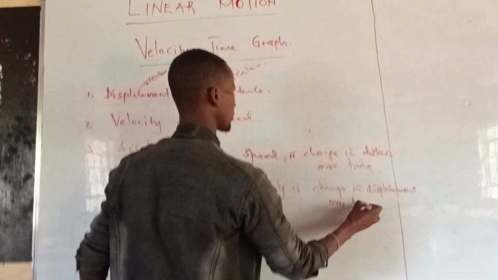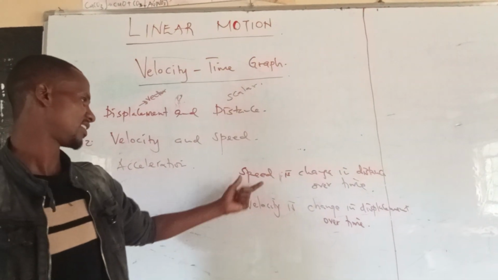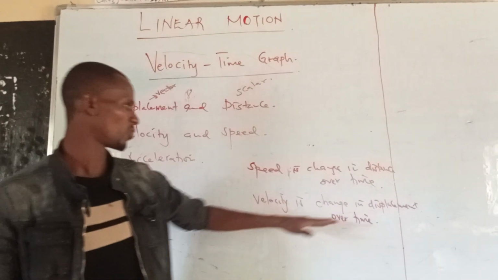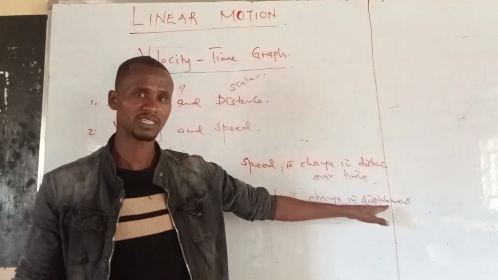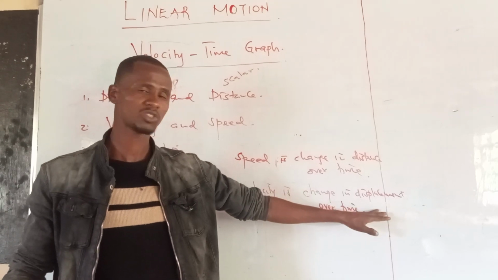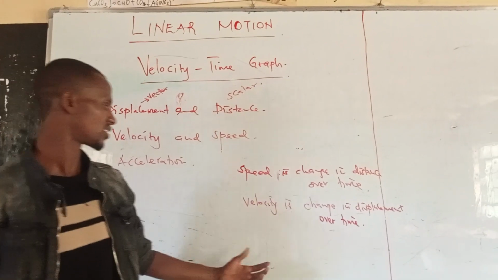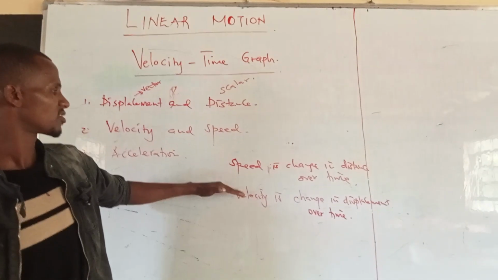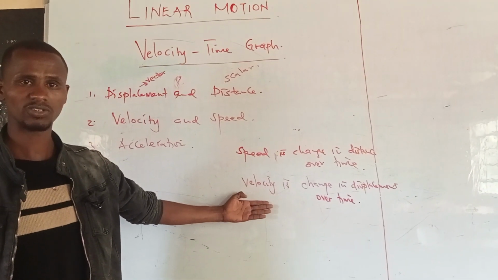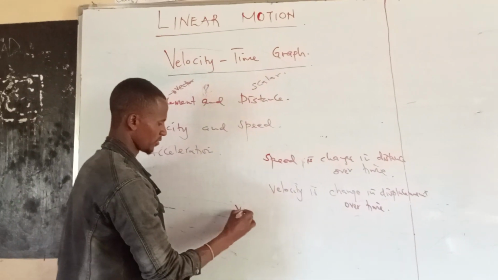over time. Okay? So this is the ratio of displacement with time, and this one is the ratio of what? Distance with time. And by now you know the difference between distance and displacement. They mean the same thing, only that this one will give us more information concerning the direction of the movement or of the distance. So now the difference between speed and velocity is that this one gives more information about the direction of the speed.